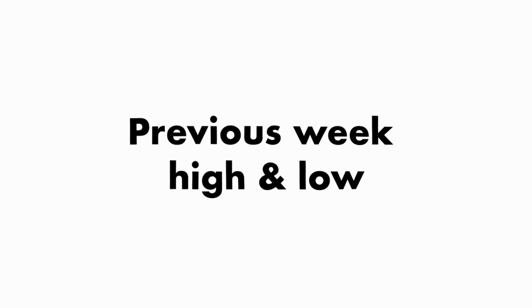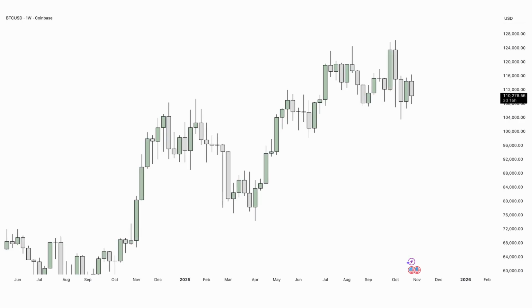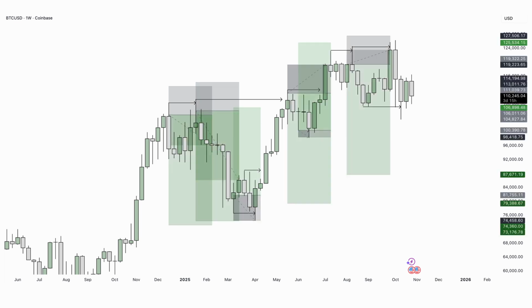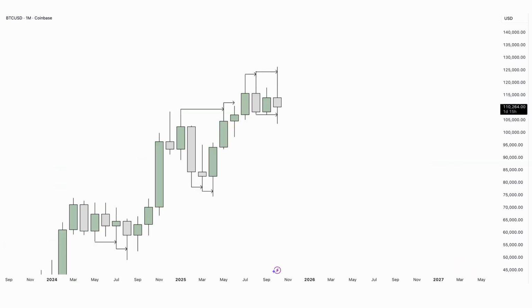Next up, previous week high and low liquidity. The weekly candle high and low represent the highest and lowest price points of the week. Swing traders often watch these levels closely, as many place stop orders just above the weekly high or below the weekly low, creating liquidity pools. Smart money often targets these areas, sweeping those stops before reversing price in the real direction. The same idea applies to daily and monthly candle highs and lows. They all serve as major liquidity points.